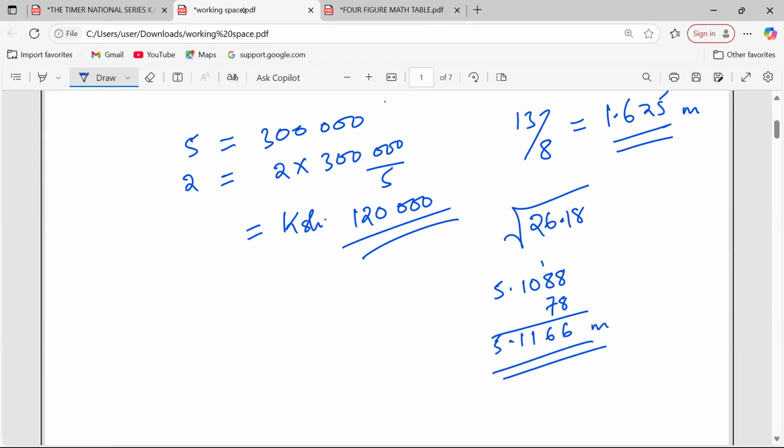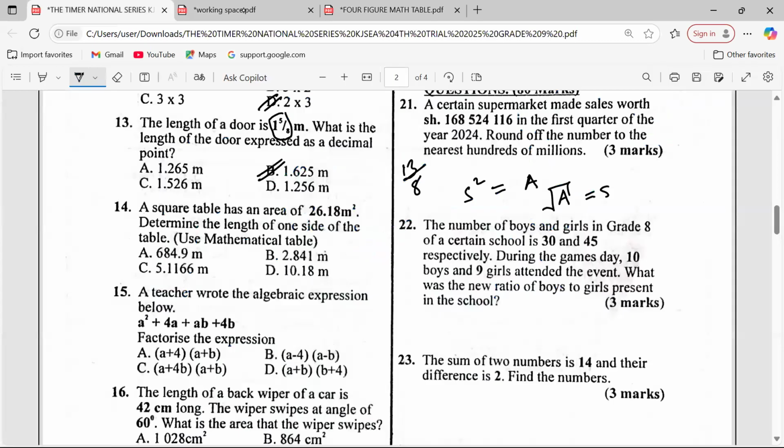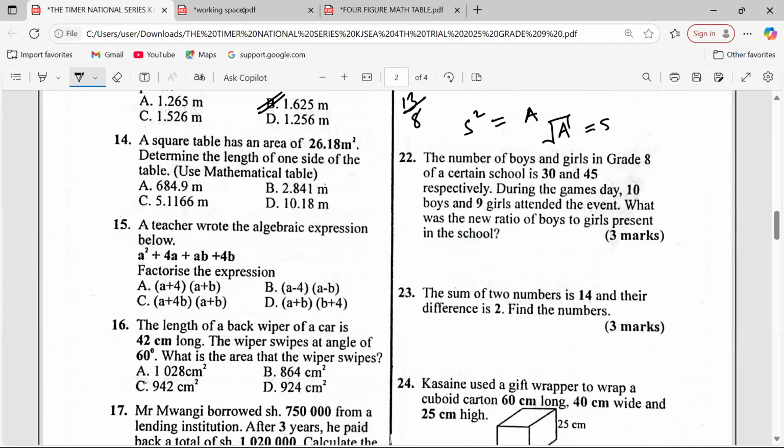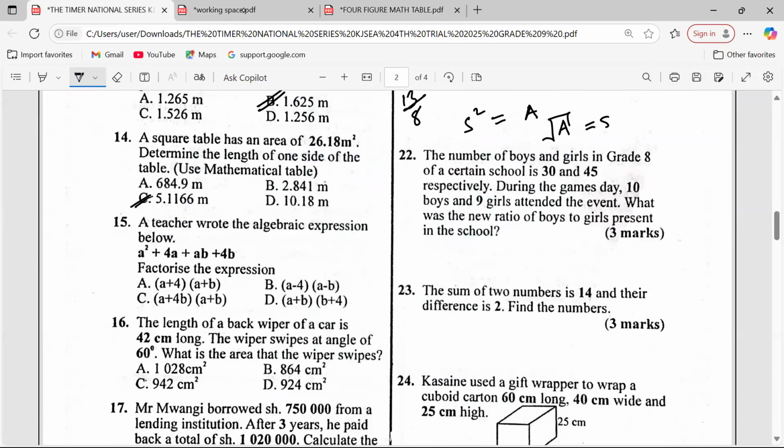These are meters. So 5.1166. 5.1166 from the math table. We have already worked out. Most appropriate answer, part C.